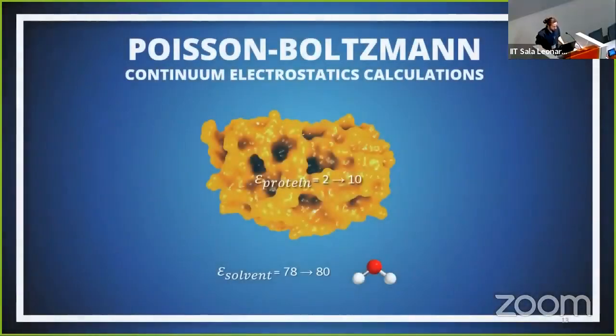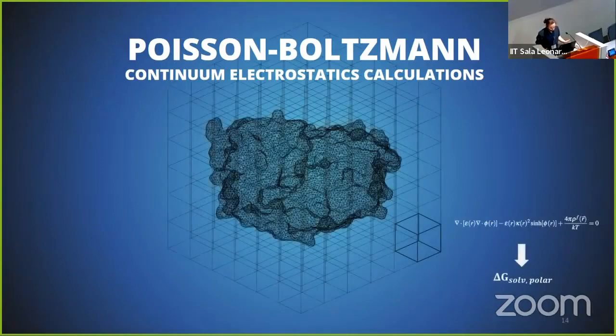So as for the Poisson-Boltzmann equation, like I said, we can use continuum electrostatic calculations, where we define a solute with a dielectric constant, typically very low, and a dielectric constant for the solvent, typically for water 78 to 80, and we basically solve the Poisson-Boltzmann equation for all the points in the grid, and that way we can get the delta G of solvation, the polar contribution.